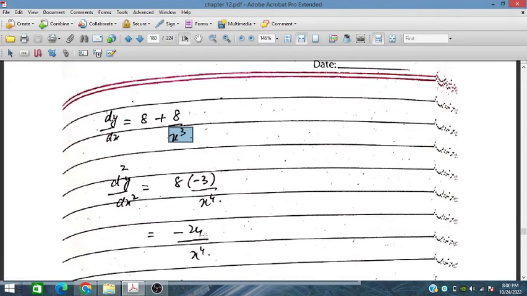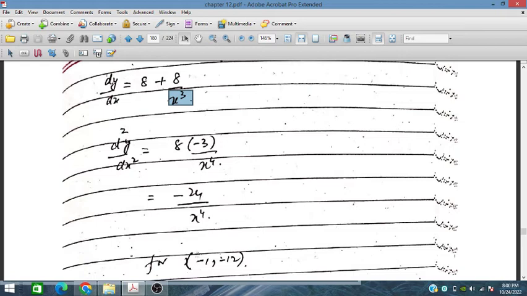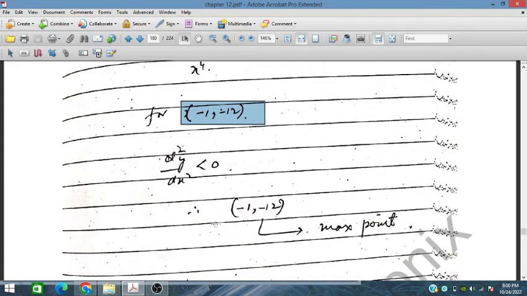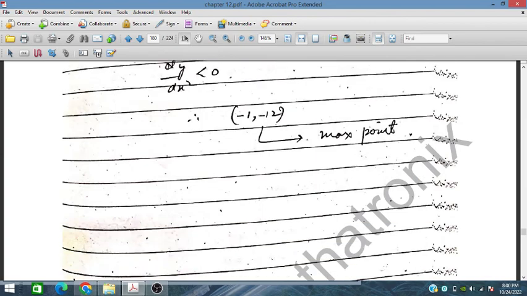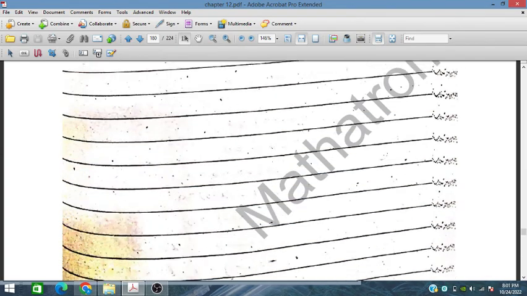So this is -24 upon x square. For this coordinate, place this -1 here. So this will always give you a negative value. So this is less than 0. So this point is the maximum point. So the slope is falling down after a peak is reached. So this is a maximum point. So this -1 is a maximum point.